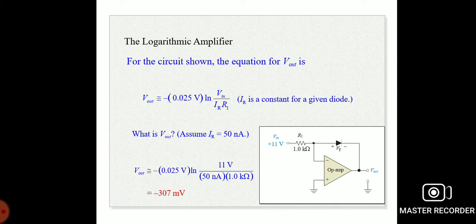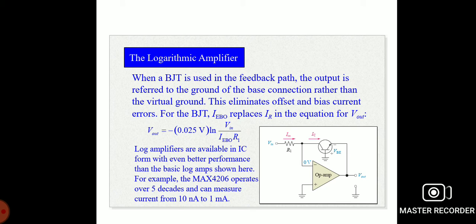Now we can move to the logarithmic amplifier in the BJT model. When a BJT is used in the feedback path, the output is referred to the ground of the base connection rather than the virtual ground. This eliminates the offset and bias current errors. For the BJT, I EBO replaces I R in the equation for V out. So V out is equal to minus 0.025 volt ln of V in divided by I EBO times R1.